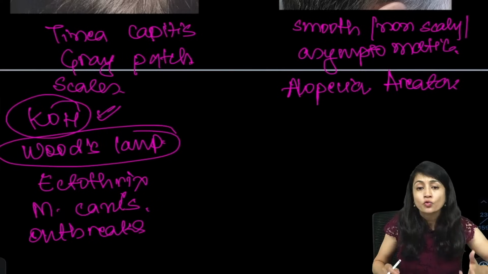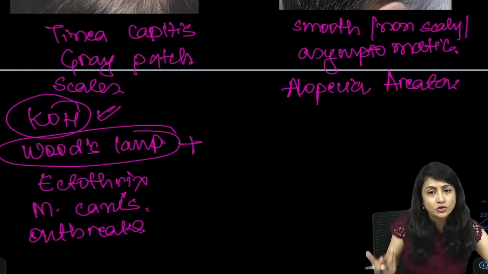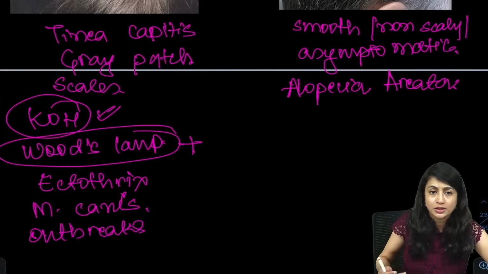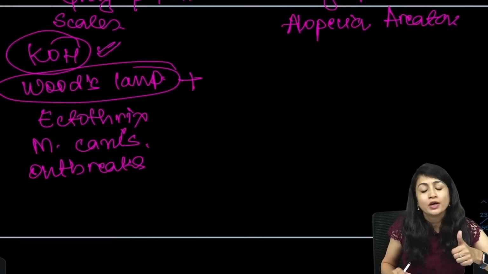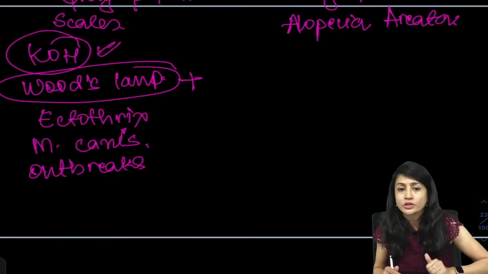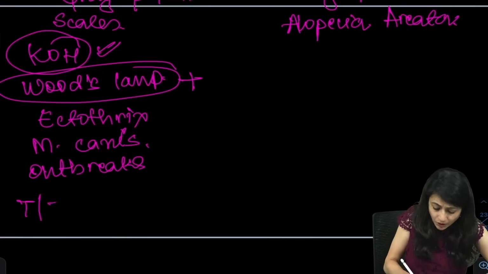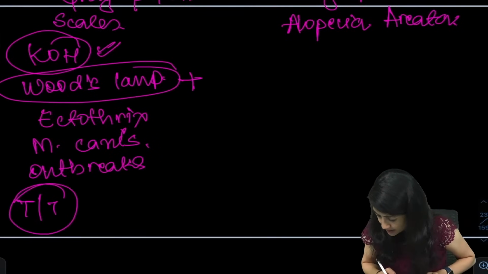It is ectothrix. Wood's lamp fluorescence would be present because the scales are on the surface. You would see a positive Wood's lamp fluorescence. The investigation of choice would be KOH, where you see an ectothrix infestation, and a Wood's lamp fluorescence which can be positive. What is the treatment of choice here? What will be the treatment of choice here in tinea capitis?